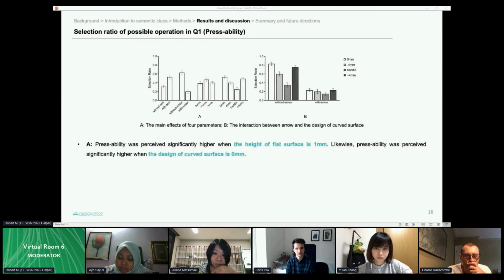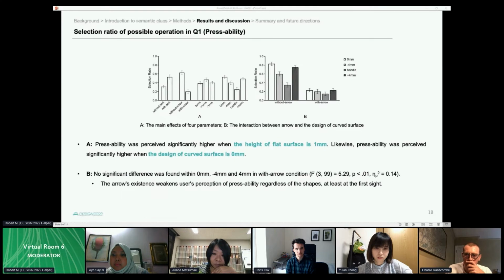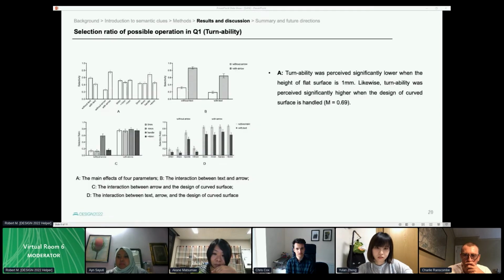Here are the results. Perceivability was perceived higher when the height of the flat surface is 1 mm and when the design of the curved surface is 0 mm. However, no significant difference was found among different designs of the curved surface in the with-arrow situation. Tunability, in contrast, was perceived lower when the height of the flat surface is 1 mm and was perceived higher when the design of the curved surface is handle.